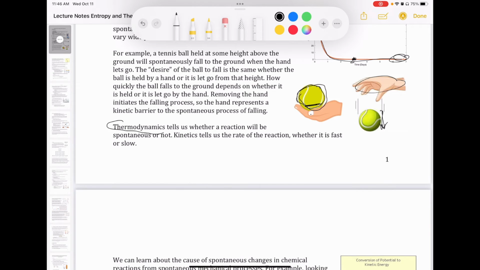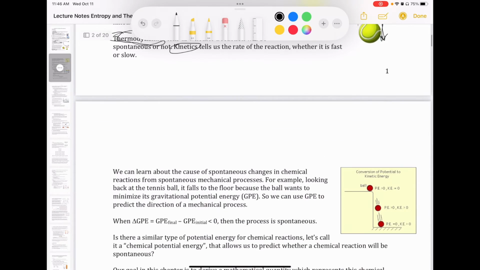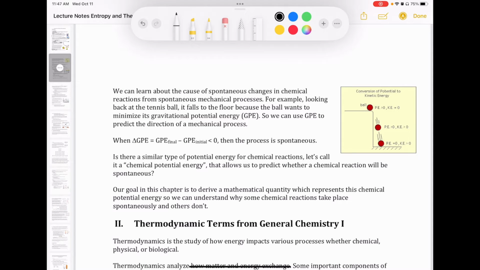In this chapter, we're going to learn about thermodynamics, and thermodynamics is what tells us whether something is spontaneous or not. Kinetics, which we learned a few chapters ago, is what tells us whether something's going to happen quickly or not. So kinetics has to do with rate, thermodynamics has to do with spontaneity. Now, what makes something spontaneous and not spontaneous? What we can do is look at mechanical processes and see if there's something there that will help inform us on what quantity will be relevant in chemical reactions.